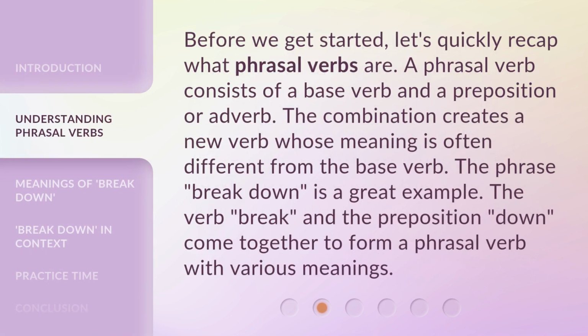Before we get started, let's quickly recap what phrasal verbs are. A phrasal verb consists of a base verb and a preposition or adverb. The combination creates a new verb whose meaning is often different from the base verb. The phrase break down is a great example. The verb break and the preposition down come together to form a phrasal verb with various meanings.